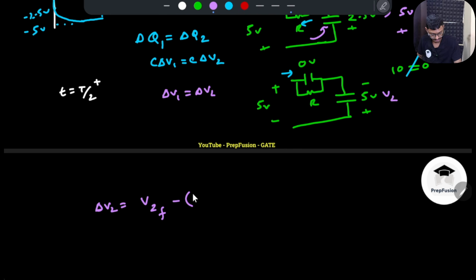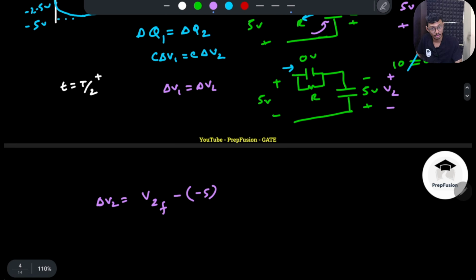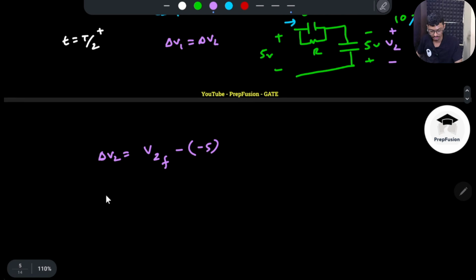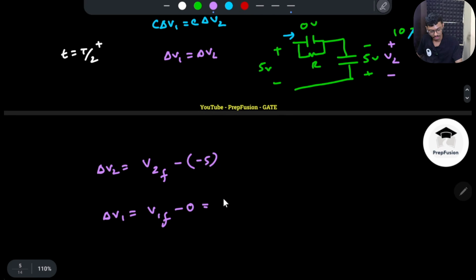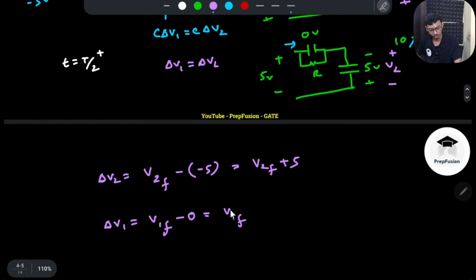Initial voltage is -5 here, right? My polarity is like this, right? All these I have taught in the switched capacitors concept video. And delta V1 is basically final voltage minus initial voltage, which was how much? 0, right? Just before T by 2 the voltage was 0. So this is V1F final, this is V2F plus 5, right? Now both of these have to be same.